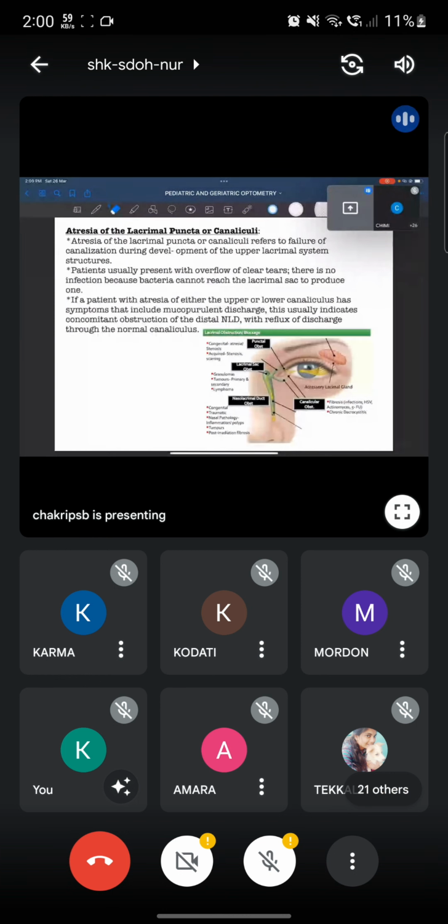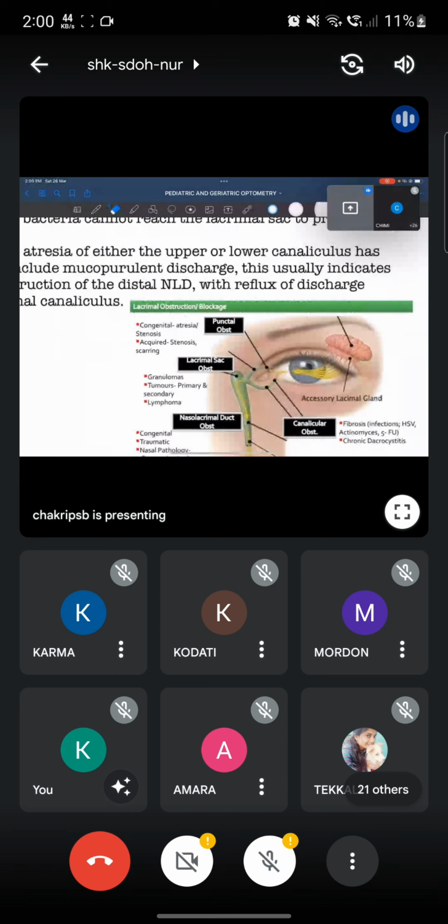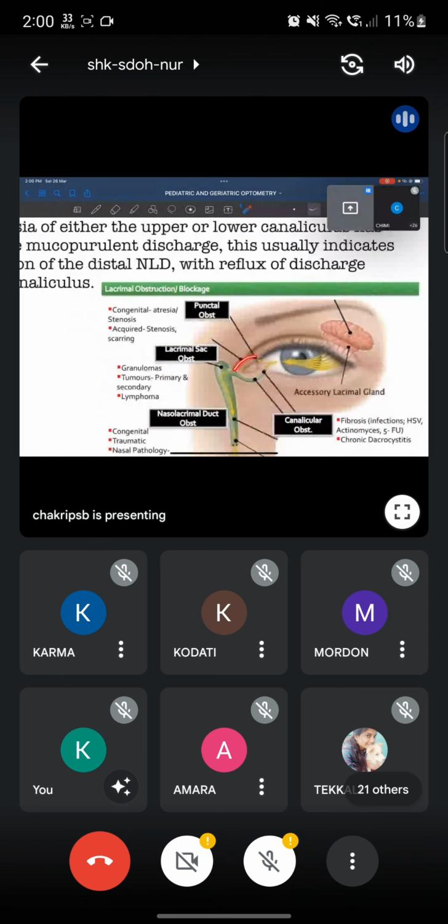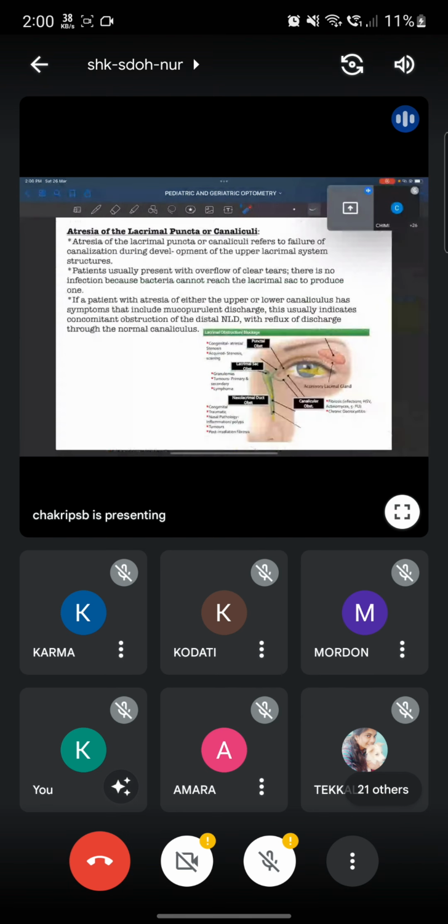At the embryogenesis stage, what will happen? This puncta region will be closed itself, and that canalization, that canal, that opening and passing pathway, is not fully developed. So we say atresia of the lacrimal puncta or canaliculi.